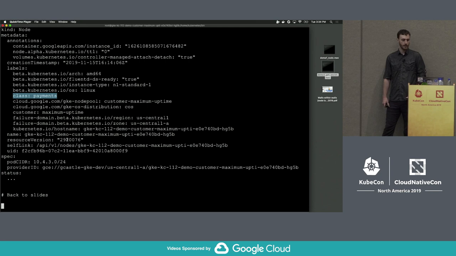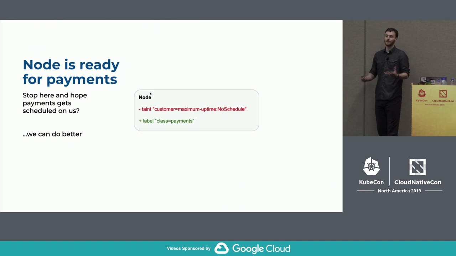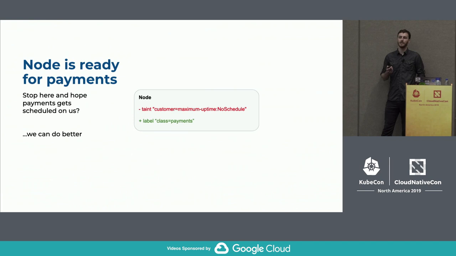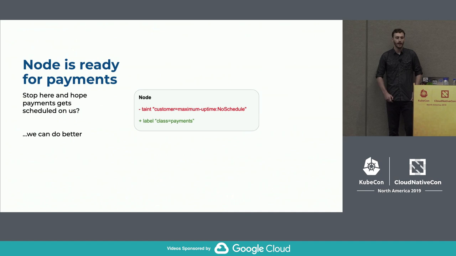So let's jump back to slides here. At this point, we've sort of succeeded. We have removed the taint and added the label. At this point, the payments pod could schedule onto this node. And if we wait long enough, it might eventually have a scaling event or do an upgrade or just crash, and maybe it will get rescheduled on our node. But we can do better than that.